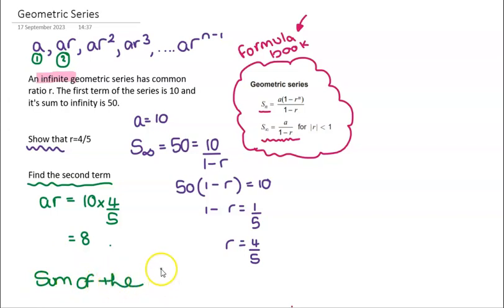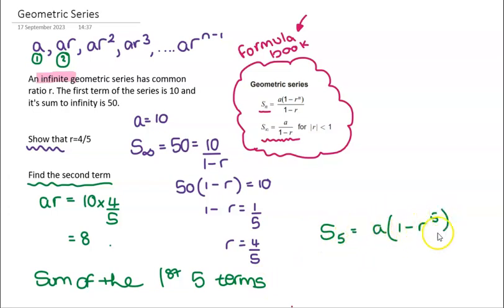If it asked for something like that, first 5 terms, you'd use your sum of the first 5 terms is equal to a times 1 minus r to the power 5 all over 1 minus r and work it out. Okay?